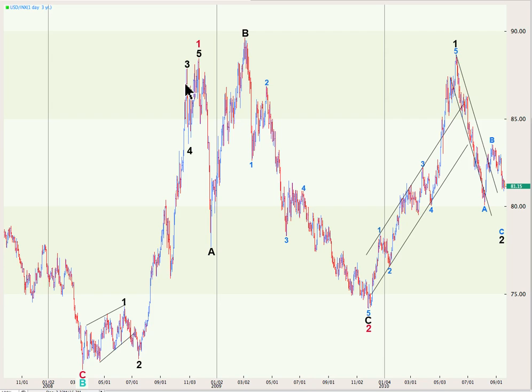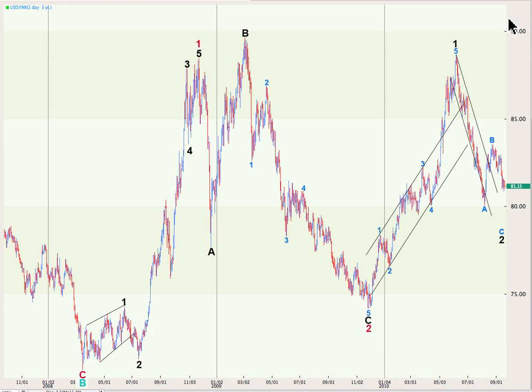We've had an end to primary 1, an expanded flat correction for primary 2, which has perfect relationships between A, B and C for an expanded flat. It's textbook perfect. Thereafter, within primary 3, we've had an end to intermediate wave 1 and an end to intermediate wave 2. It's a little further down since I haven't updated this chart for a little while. And intermediate wave 3 to the upside has begun.